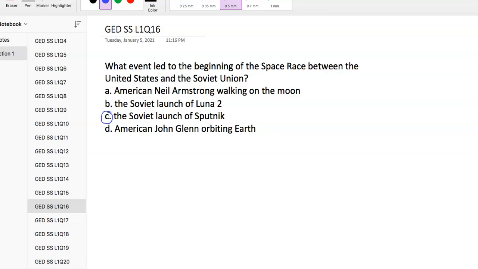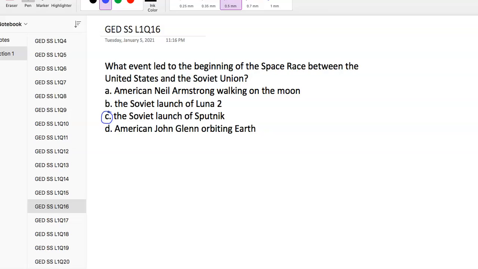Okay, so we want to know Sputnik was Soviet, and that marked really the beginning of the space race. If we know that, that's great. That's really what you're likely to be tested on. If you know what Luna 2 is, that's great.